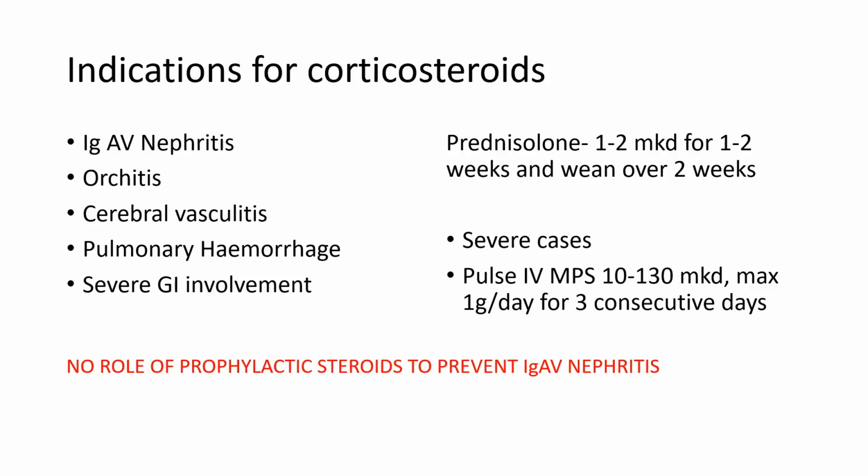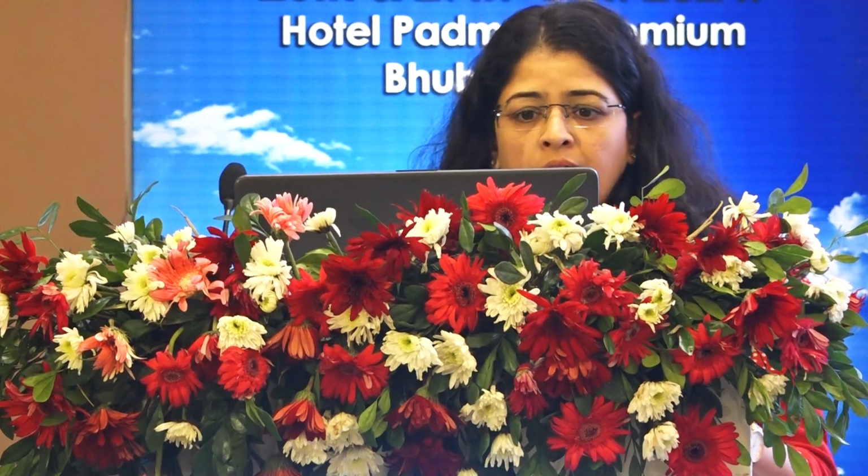So the indications of corticosteroids have been given, but what I want to highlight here is that there is no role of giving prophylactic steroids to a child in whom we have made a diagnosis of IgA vasculitis of a typical type. So if the child has purpuric rashes, has musculoskeletal features, does not have GI or renal involvement, there is no role of giving steroids to prevent renal complications.